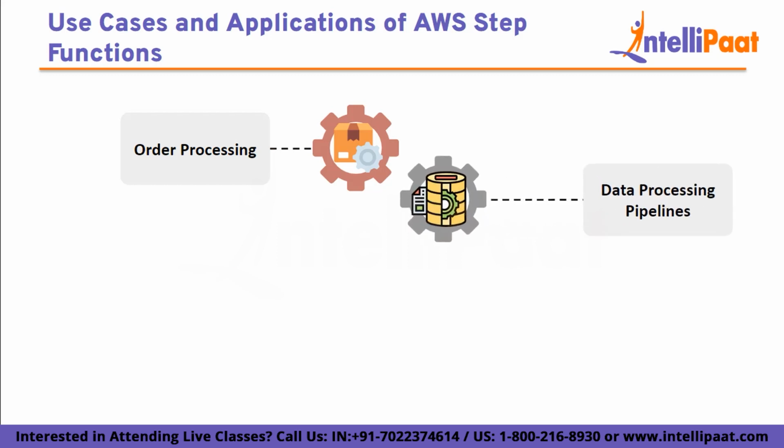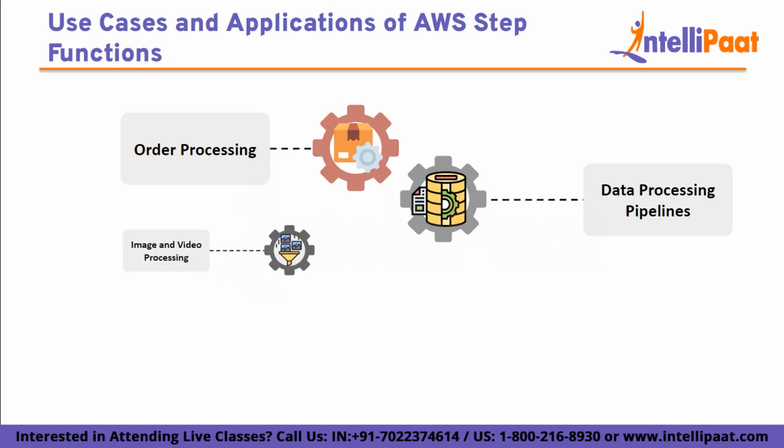The next one we have is data processing pipelines. Large-scale data processing often requires a series of steps, such as data cleansing, transformation, and storage. AWS Step Functions can construct and manage data processing pipelines. For instance, it can start with data ingestion, followed by data validation, data transformation, and finally data storage. Any error or exception can be handled, ensuring that data processing is reliable and accurate.